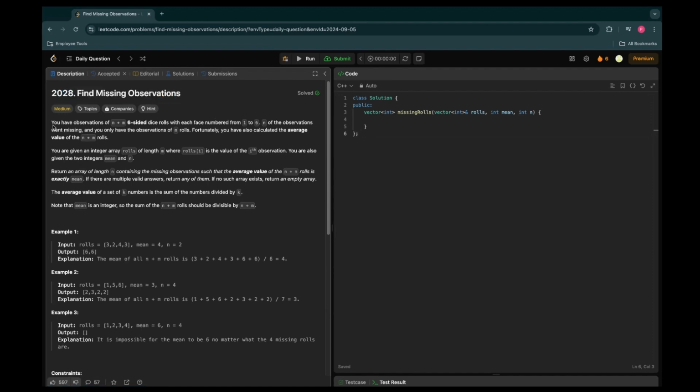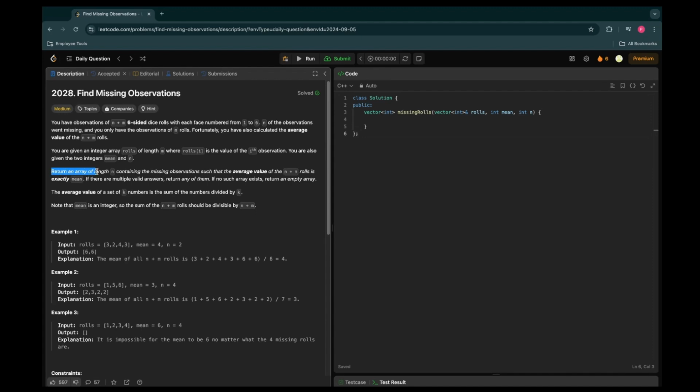In this question, you have observations of n plus m six-sided dice rolls, with each face numbered from 1 to 6. N of the observations went missing, and you only have the observations of m rolls. Fortunately, you have also calculated the average of the n plus m rolls. You are given an integer array rolls of length m, where rolls[i] is the value of the ith observation. You are also given two integers mean and n, where n is the number of observations which went missing.